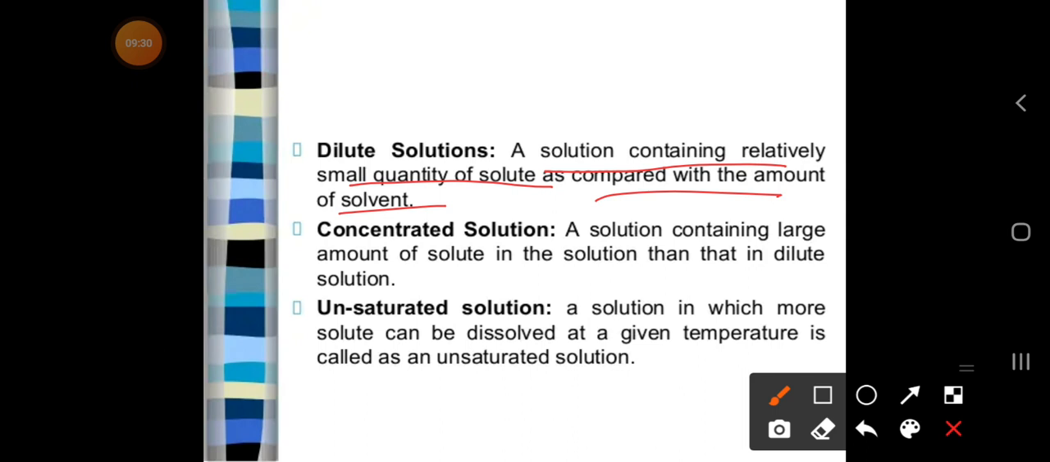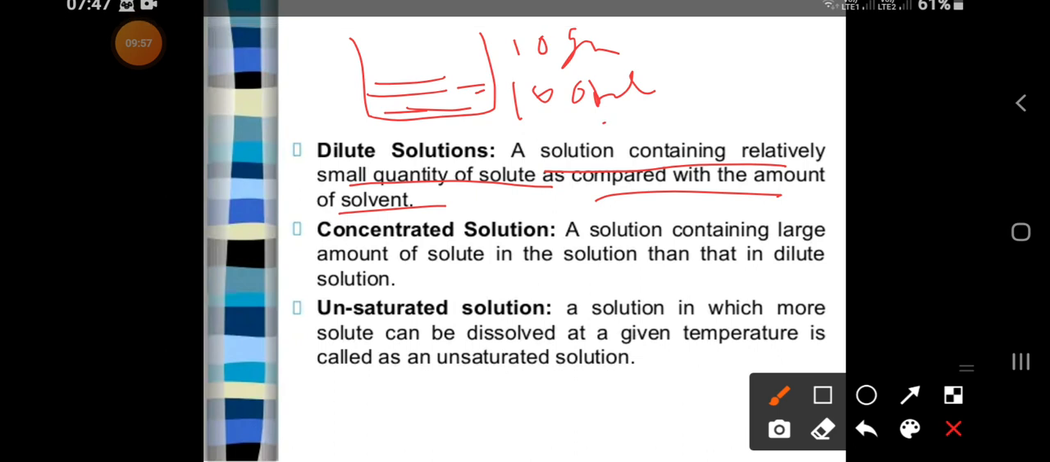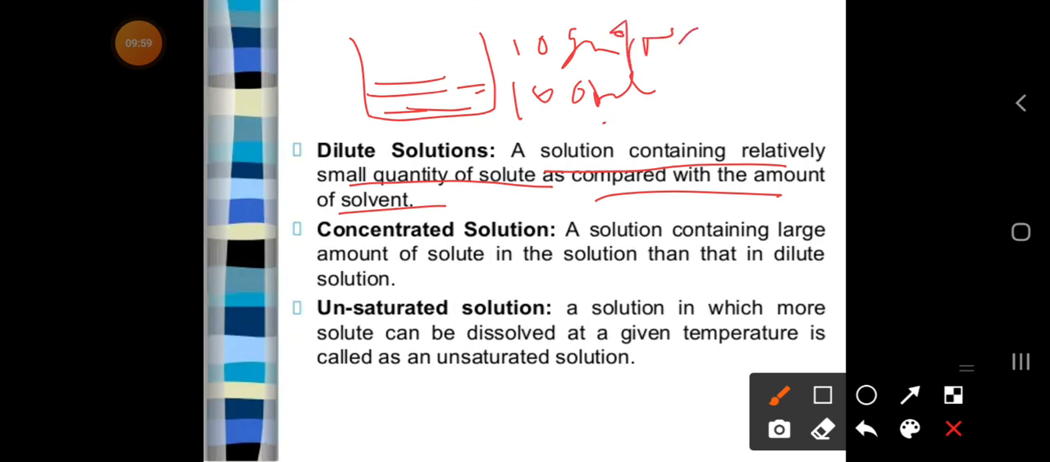So I have told you a general example. You are taking water as the solvent. In that you are adding a very small quantity of sugar or salt. You are adding only 1 spoon. That one we call a dilute solution. See here, I am taking 100 ml of water in a beaker. To this 100 ml of water I have added 10 grams of NaCl. This is going to dissolve in it.